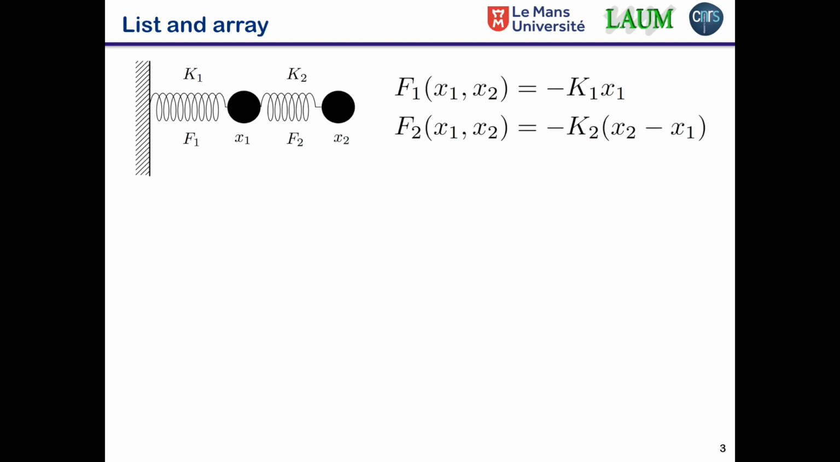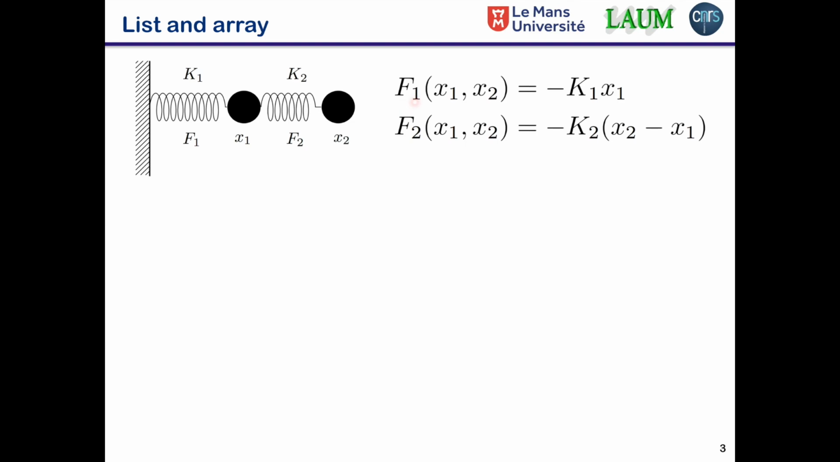So let's consider this example. We have here two springs and two masses. What is important is that they have two displacements, x1 and x2. Then we will consider the restoring force in the first spring and the second spring, and we will write the restoring force as a function of the displacements x1 and x2.